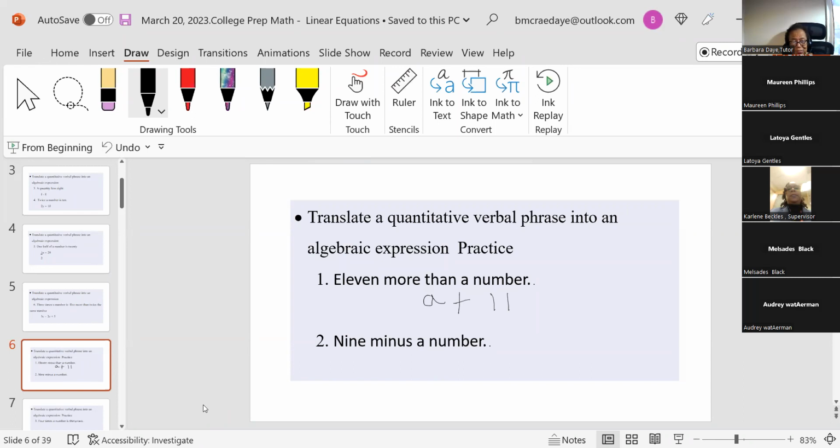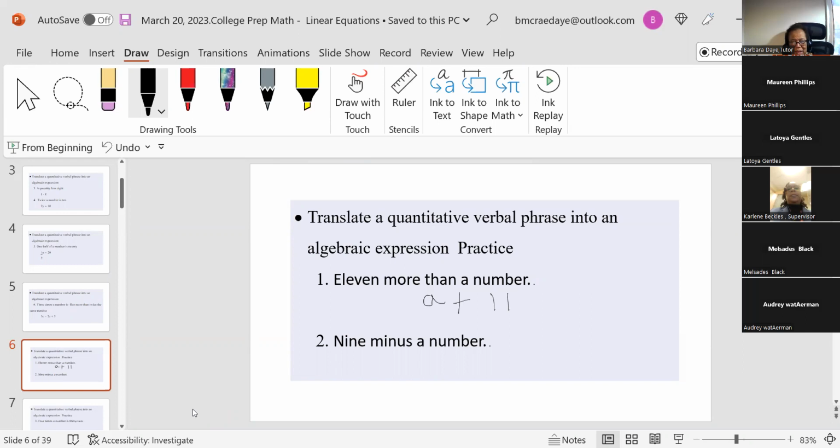Okay. Give me a little time to think. Audrey, is it making sense? Yes. Yeah, you translate the more than, there's your plus. The number you call A, and 11 more than would be the 11 that goes after the plus sign. Got it? Yes.